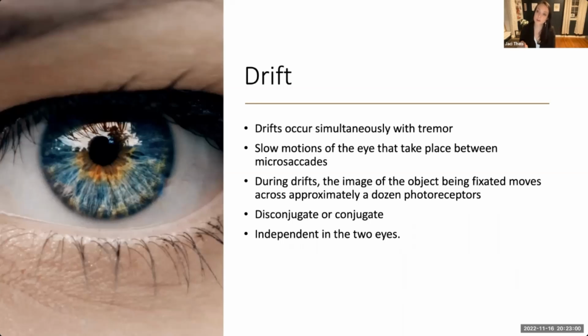Drift, on the other hand, is a little bit bigger. It's not as big as a microsaccade, but drift is going to occur simultaneously with tremor. And so what happens is the eye is kind of drifting towards and away from the target of the fovea. It's a slower motion than a microsaccade, and it's what happens in between microsaccades. So you're making essentially a saccade off the fovea and a drift back, saccade off the fovea, drift back, or some patients are going to be making saccades on and off the fovea. But drift is what's happening between the saccades, and they can be disconjugate or conjugate. They can be independent between the two eyes. So when you're doing these eye movements, you might notice that one eye does one thing and another eye does another.